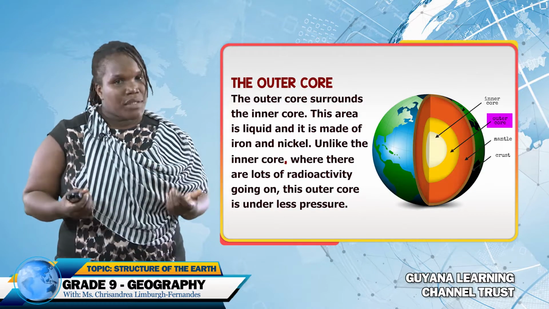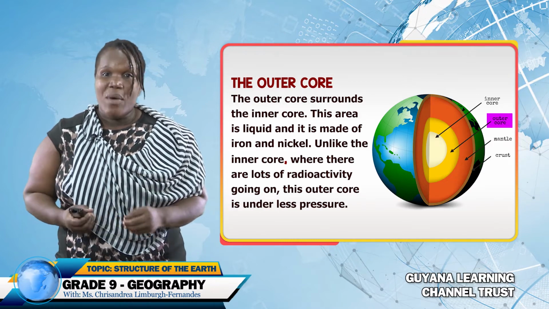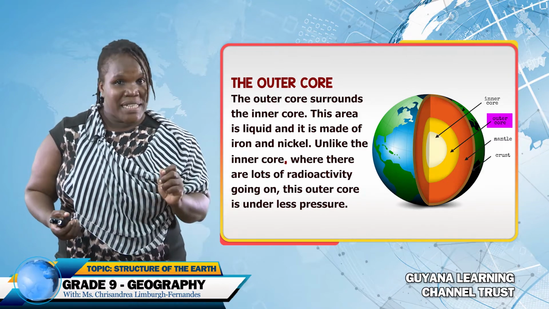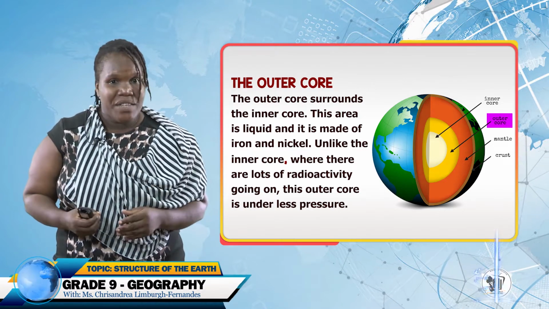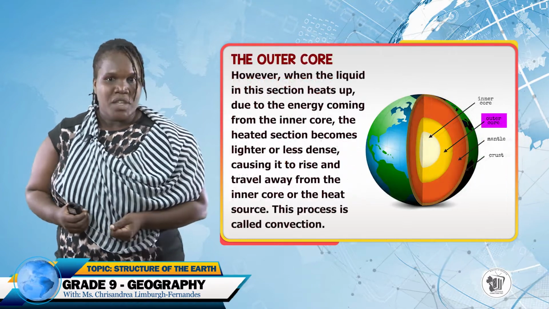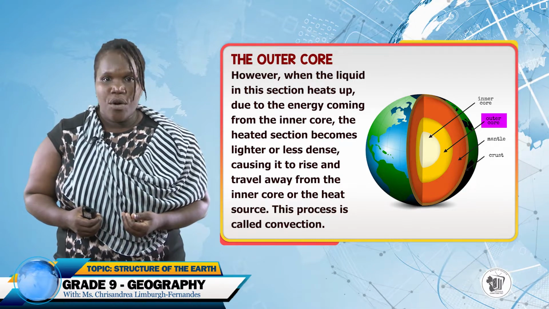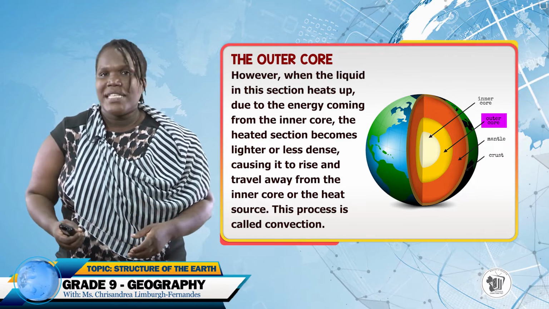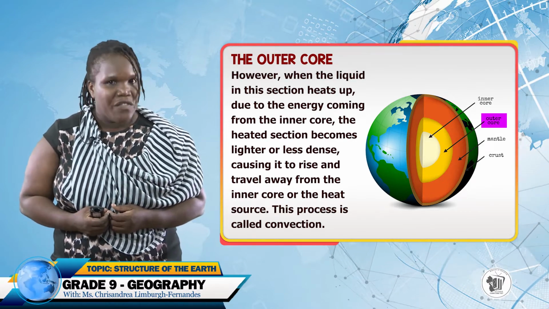Now, what happens in the outer core? The outer core, as we know, surrounds the inner core. However, this layer is liquid in nature. It's also made up of nickel and iron. But unlike the inner core, where there is lots of radioactivity going on all the time, this area is under less pressure. However, the liquid in this section heats up due to the energy coming from the inner core, and as it heats up, it becomes lighter, less dense, and this causes it to rise away from the heat source. This process is called convection.